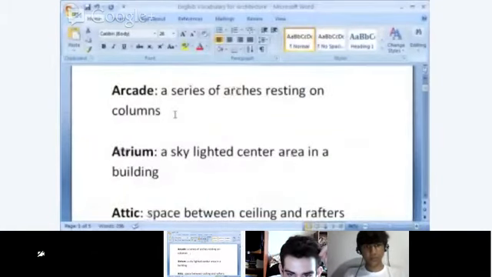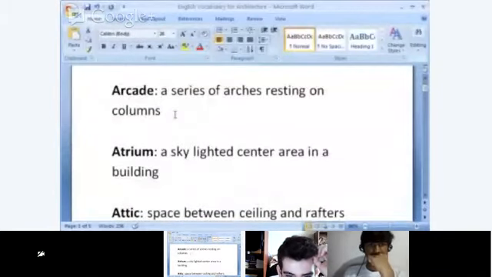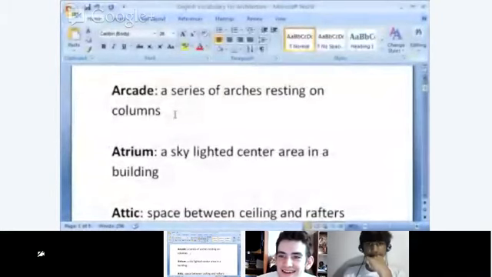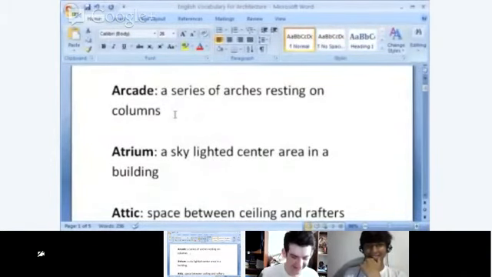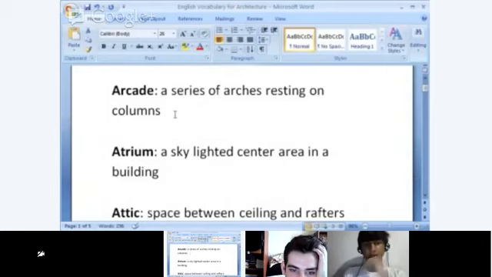A series of arches. Arches racing on columns. Okay, an arcade. Have you ever heard this word, arcade, before, Stas? No. Well, I have, but very differently. I was thinking of a video arcade, which is actually a place where you go to play video games. There's a band called Arcade Fire.